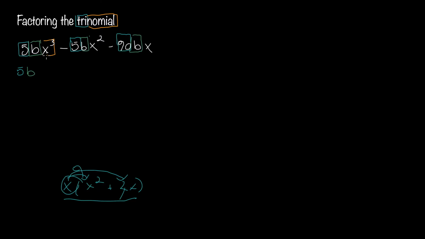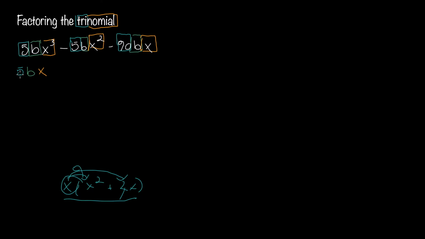At least one x. The second term, we have 2 x's. Here we have 3 x's. So we have x raised to the second power. Okay? And then the third term, we have x raised to the first power. So that would mean that we can only actually factor out 1 x. And now we're going to rewrite it by actually factoring it out.